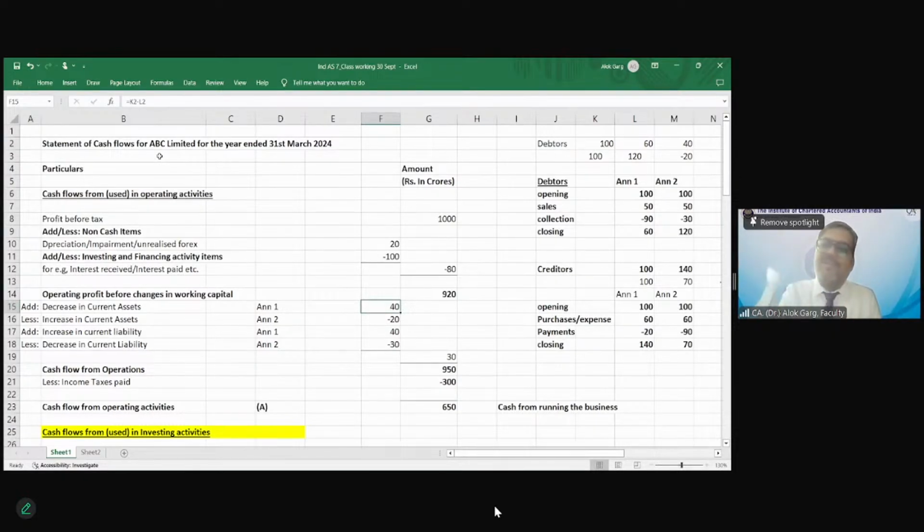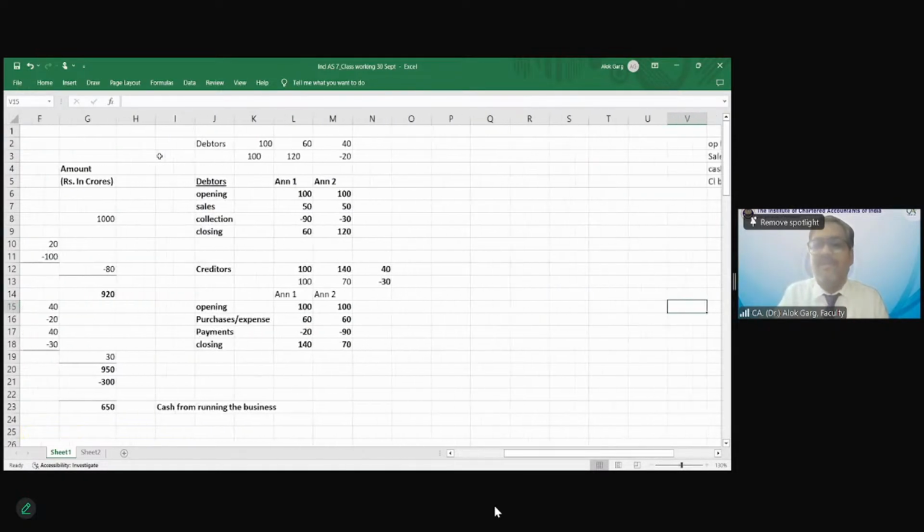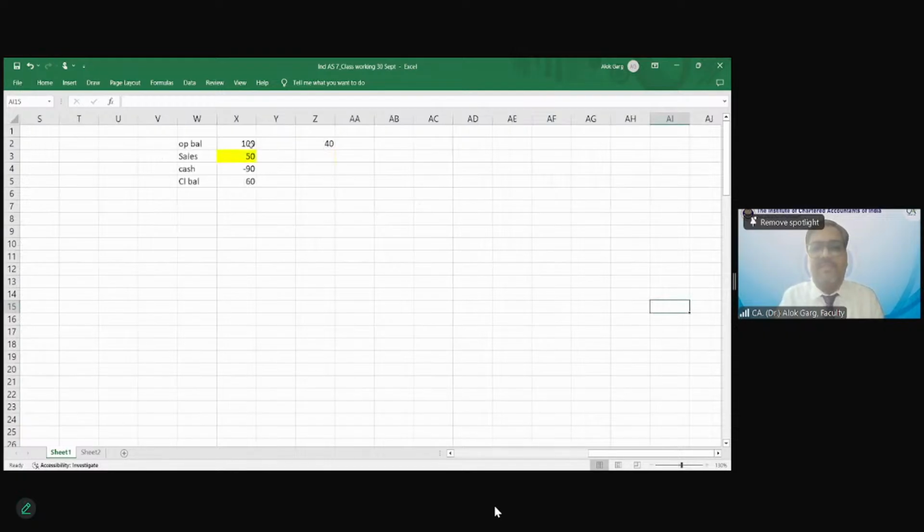Likewise, if there is an increase in current asset, what does it mean? Let's say the opening balance of debtor is 100 rupees, sales are 50 rupees, and you have received cash of 30 rupees. Your closing balance is 120 rupees.